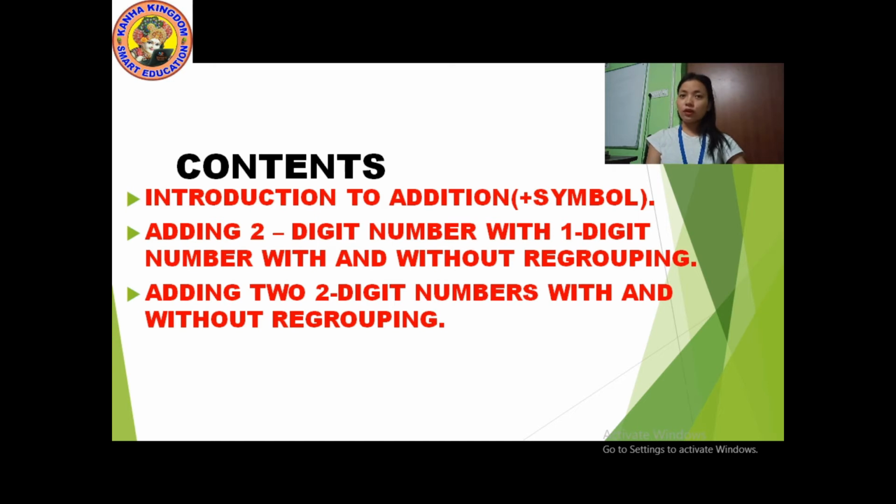We are going to solve the addition of a two-digit number and a one-digit number with or without regrouping. First we will solve with regrouping and without regrouping also. At last we are going to learn adding two-digit numbers. That means we are going to solve two-digit numbers with and without regrouping. At first we are going to solve adding two-digit numbers without regrouping, and at last we are going to learn about adding two-digit numbers with regrouping.